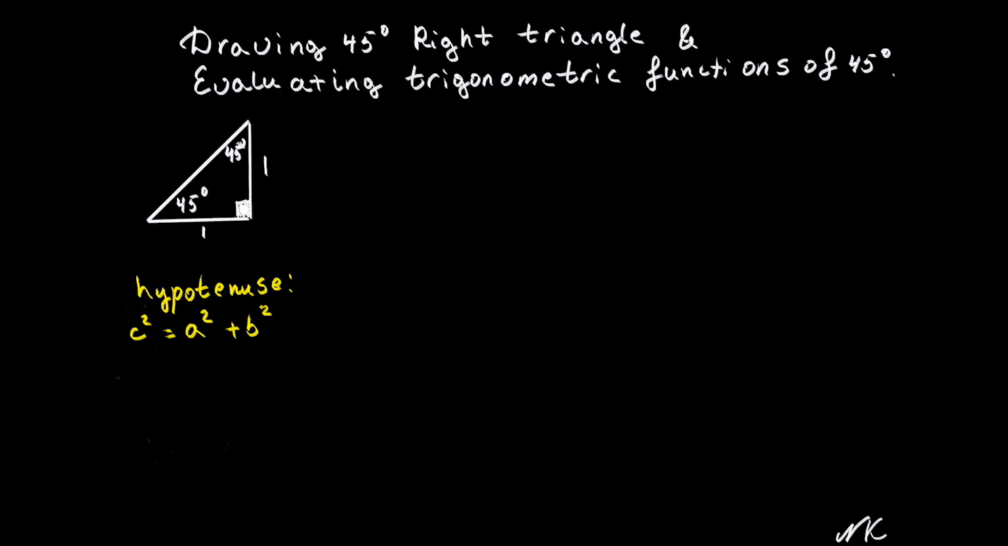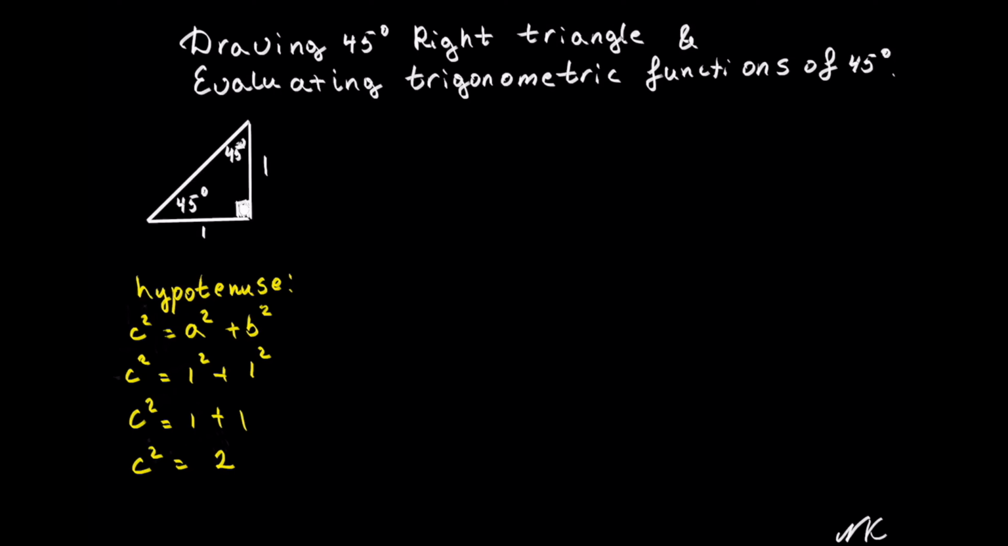In this triangle, we do not know what the hypotenuse is, so we leave c as is. c squared is equal to, one leg is equal to 1 squared, plus the other side is also 1, and we need to square it. So c squared is equal to 1 squared, which is 1, plus 1 squared, which is 1. We have c squared is equal to 2.